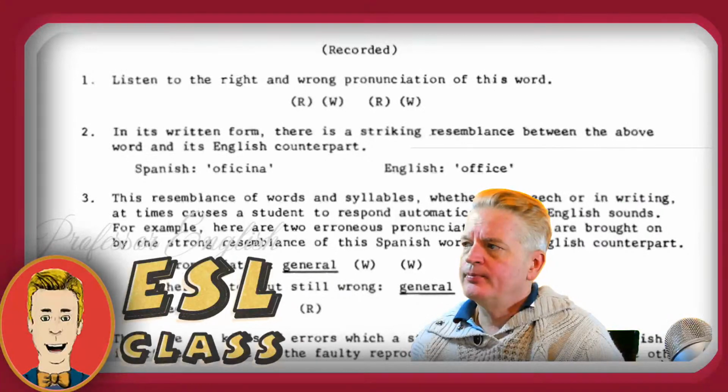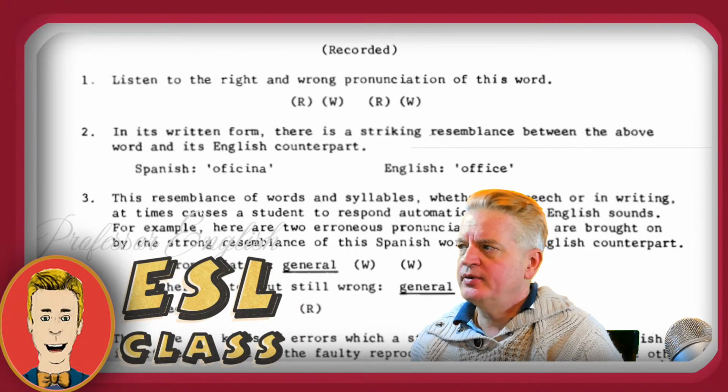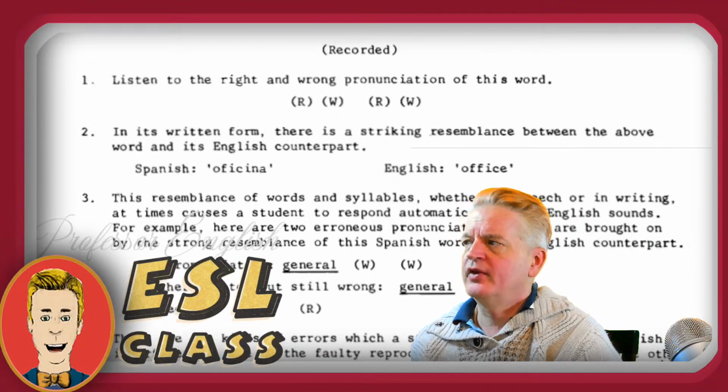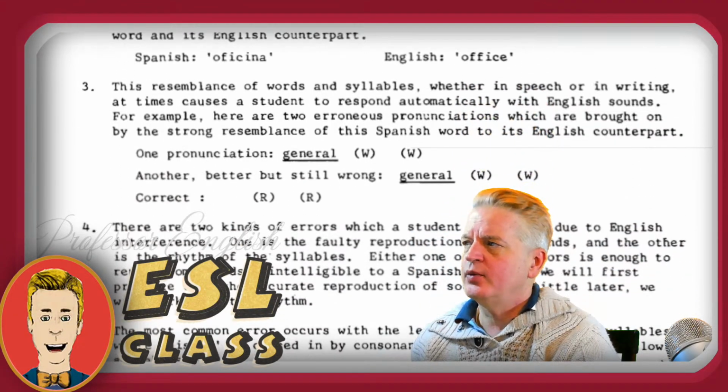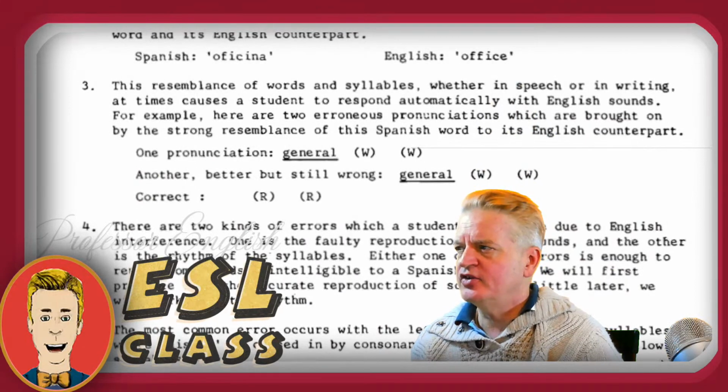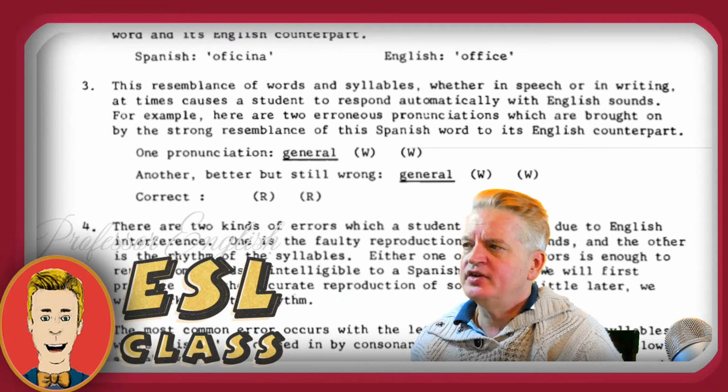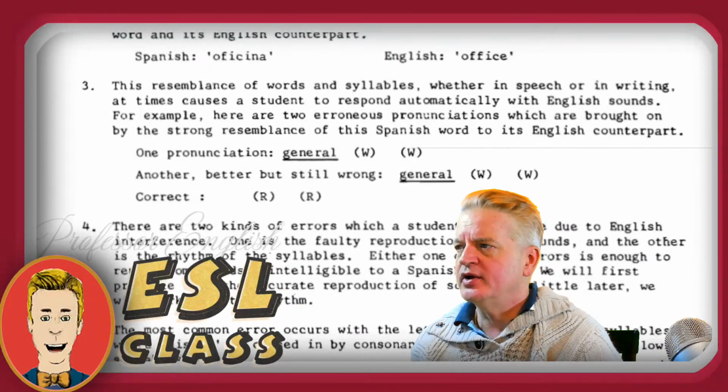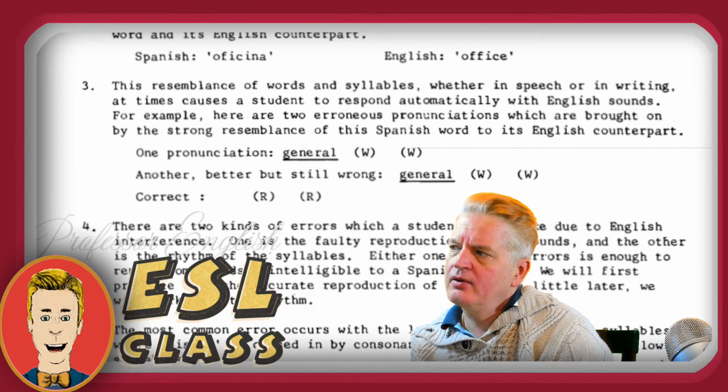In its written form, there's a striking resemblance between the above word and the English counterpart, office. Number 3. This resemblance of words and syllables, whether in speech or in writing, at times causes a student to respond automatically with English sounds. For example, here are 2 erroneous pronunciations which are brought on by the strong resemblance of this Spanish word to its English counterpart. One pronunciation, general.